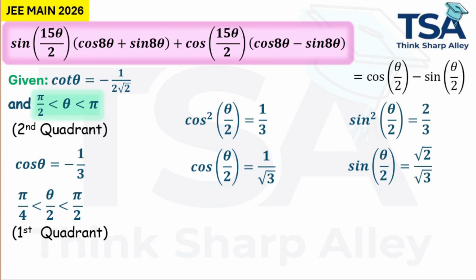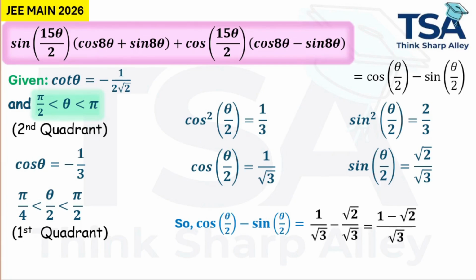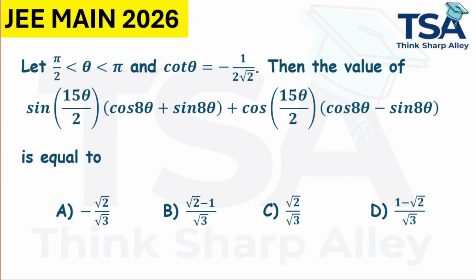Now the last step, final substitution. Let's substitute this into our simplified expression, that is cos theta by 2 minus sin theta by 2. So we get 1 by root 3 minus root 2 by root 3, and that is equal to 1 minus root 2 by root 3. So if we see our question, the solution perfectly matches with option number D.